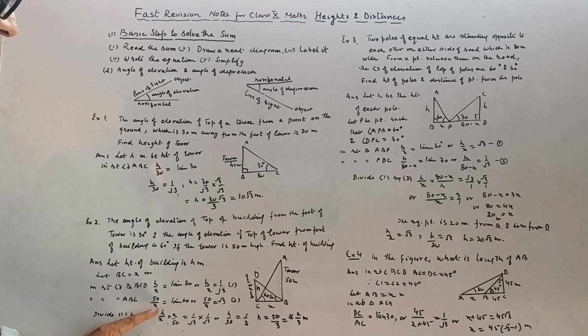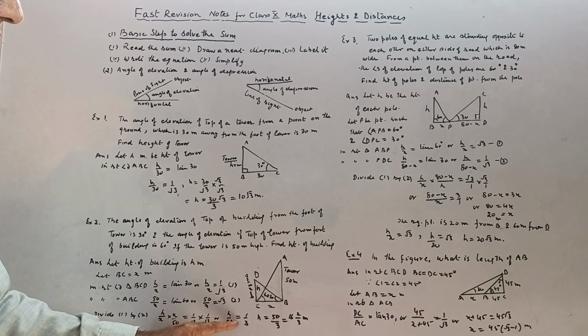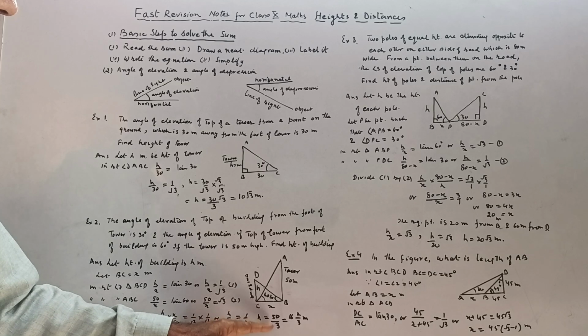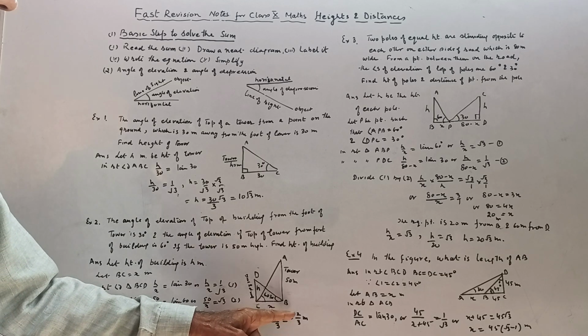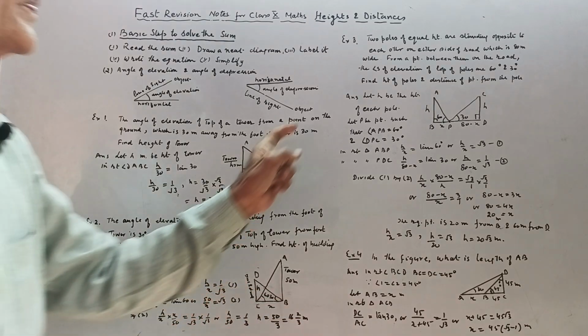Dividing 1 by 2, h by x into x by 50 is equal to 1 by root 3 into 1 by root 3, or h by 50 is equal to 1 by 3, h is equal to 50 root 3 by 3, equal to 16 2 by 3 meters.